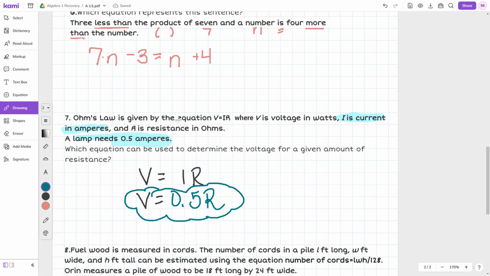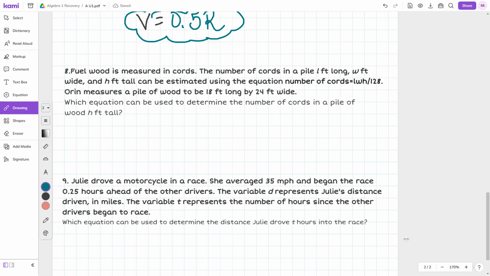Hey, last question, second to last question. The fuel wood is measured in cords. The number of cords in a pile L feet long, W feet wide, H feet tall can be estimated using the equation cords equals LWH over 128. Orrin measures a pile of wood to be 18 feet long and 24 feet wide. We're going to compare the equations. This is another one where you're just going to substitute out. Doesn't have to be anything too fancy.